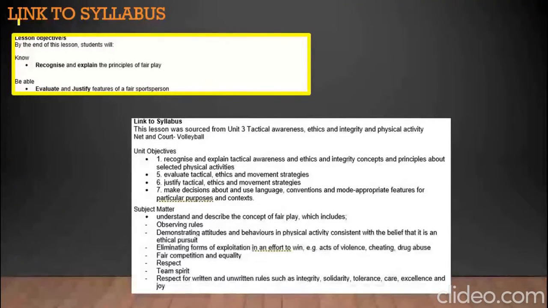The objective of this lesson is for students to recognize and explain the characteristics of fair play and evaluate and justify features of a fair sports person. The key cognitive verbs in the lesson objectives are directly taken from unit objectives, just as every lesson, and it's clear there is a connection between the pair. For example, recognize and explain the principles of fair play satisfies unit objective 1. Recognize and explain tactical awareness and ethics and integrity concepts and principles about selected physical activities.